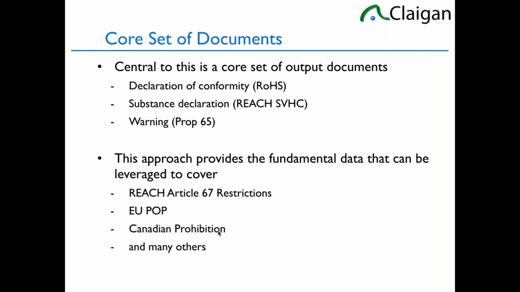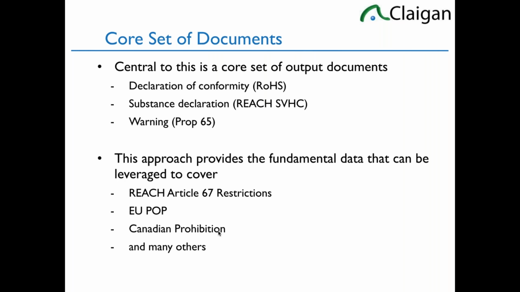Often one of the best sets to do as a core starting point is RoHS, REACH SVHC, and Prop 65: the declaration of conformity / compliant product tech file for RoHS, the substance declaration for REACH SVHC, and the warning for Prop 65. The data set there, whether you know it or not, is not quite the same limits, but a lot of the same data, very good overlap. And there's a lot of overlap with the REACH Article 67 restrictions, EU persistent organic pollutants, TSCA PBT, the Canadian prohibition, and many others. By doing these, you get a good chunk of the others. It doesn't necessarily mean 100% coverage, but it's actually pretty decent, especially if you know what you're doing.